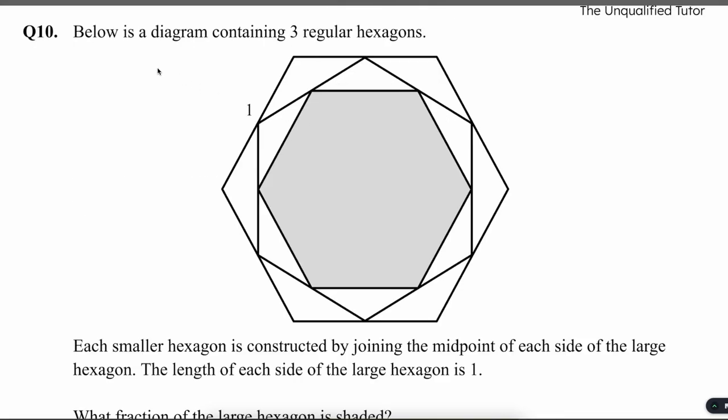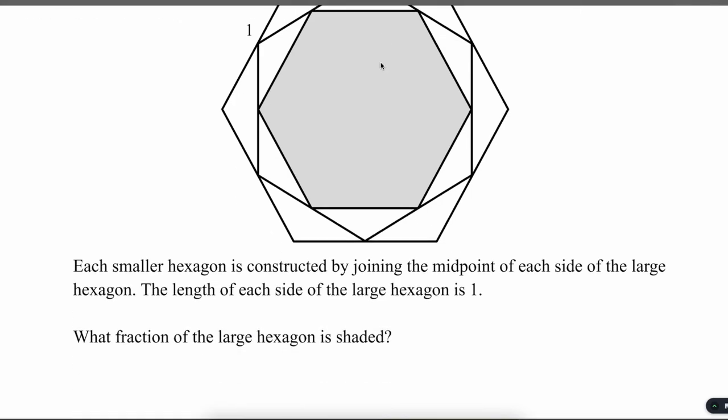Okay, so below is a diagram containing 3 regular hexagons. Each smaller hexagon is constructed by joining the midpoint of each side of the large hexagon. The length of each side of the large hexagon is 1. What fraction of the large hexagon is shaded?